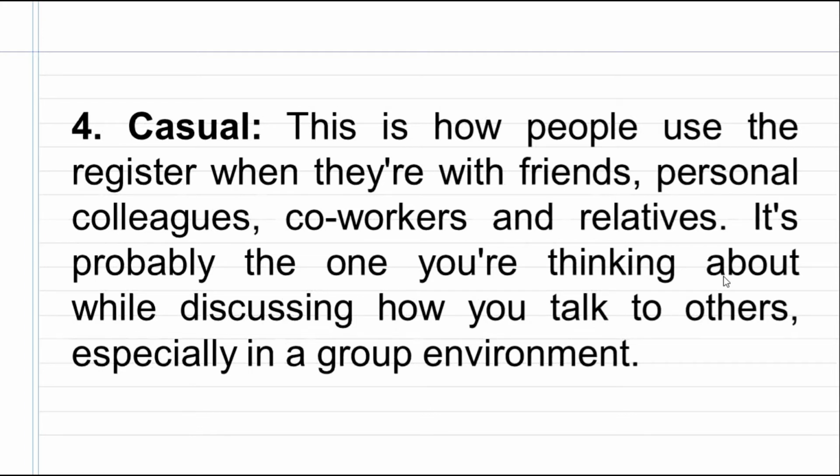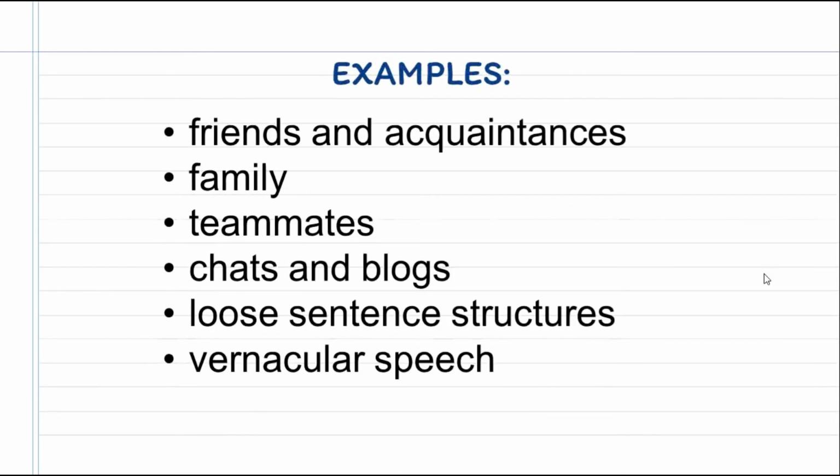contractions, and vernacular grammar is all common, and people may also use expletives or off-color language in some settings. So best examples for casual are friends and acquaintances, family, teammates, chats and blogs, loose sentence structures, vernacular speech, or even language that can be used in a birthday party or in a backyard barbecue.